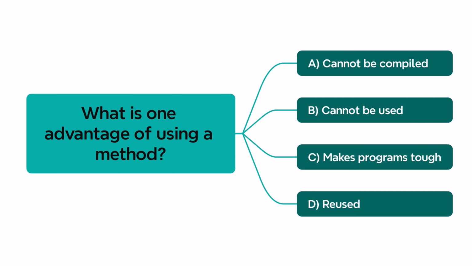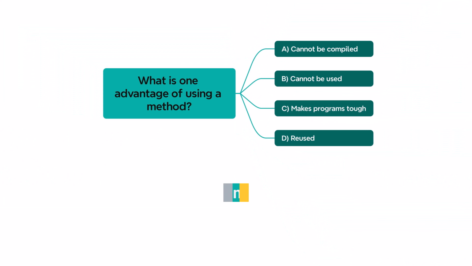Options: A. Cannot be compiled. B. Cannot be used. C. Makes programs tough. D. Reused. The correct answer is D. Reused. Let's dive into the explanation.